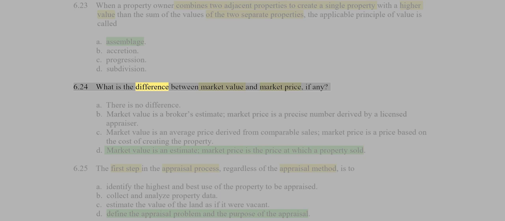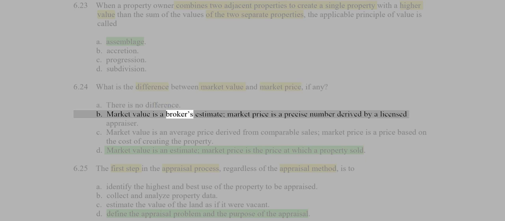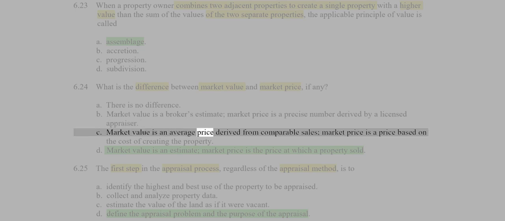6.24 What is the difference between market value and market price, if any? A. There is no difference. B. Market value is a broker's estimate, market price is a precise number derived by a licensed appraiser. C. Market value is an average price derived from comparable sales, market price is a price based on the cost of creating the property. D. Market value is an estimate, market price is the price at which a property sold.